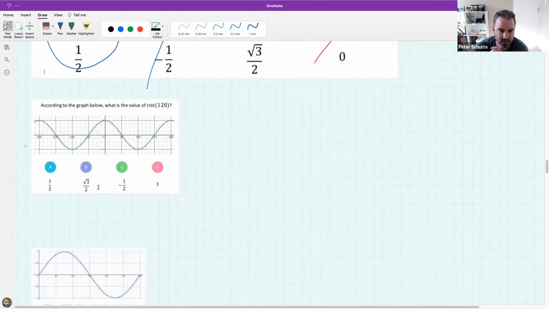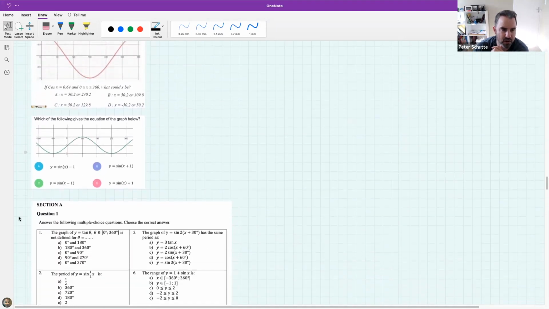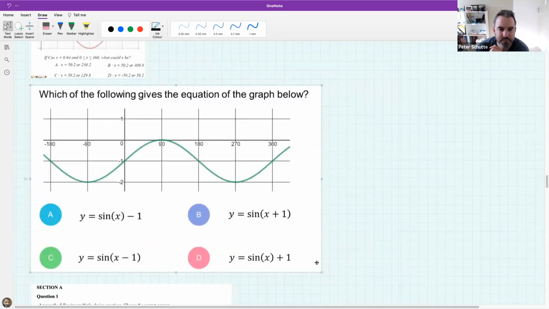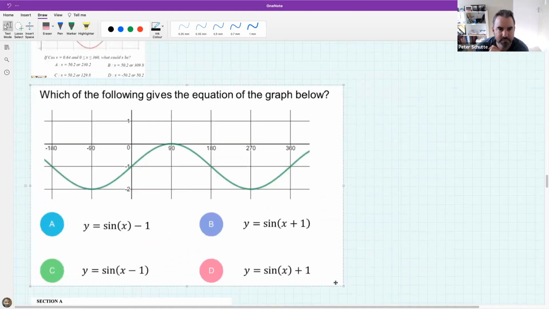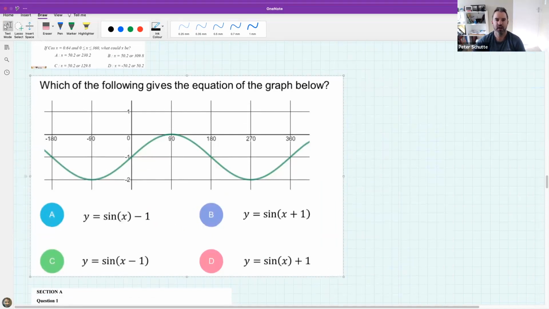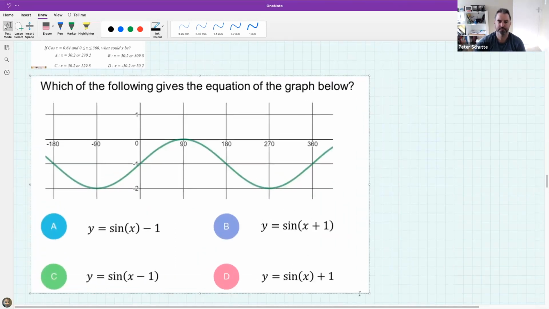Let's see, we're almost done. Okay, let's just do this one, and then we're going to take a break. Which of the following below gives the equation of the graph below?